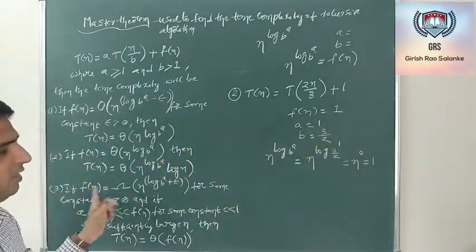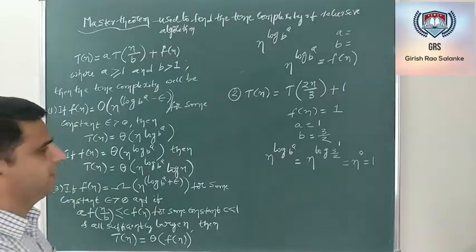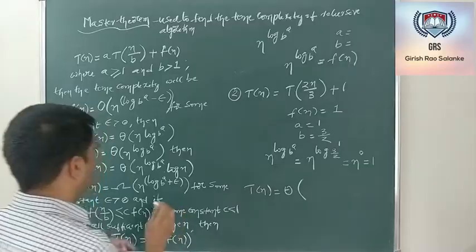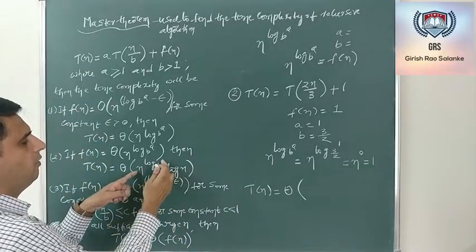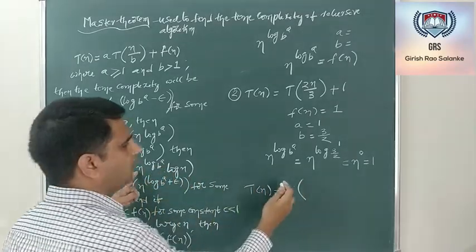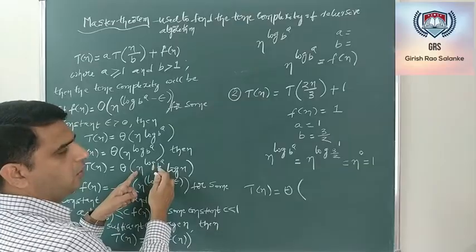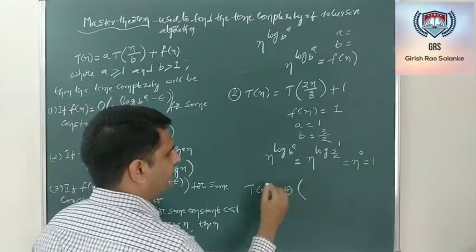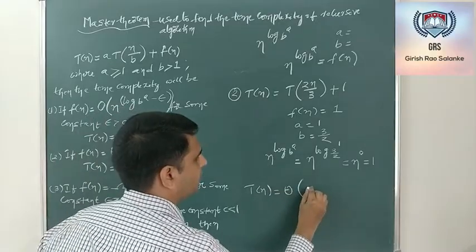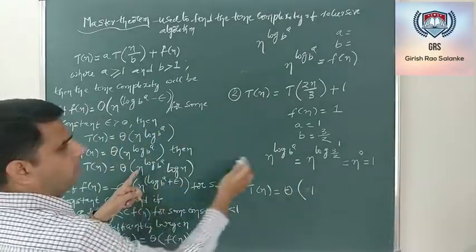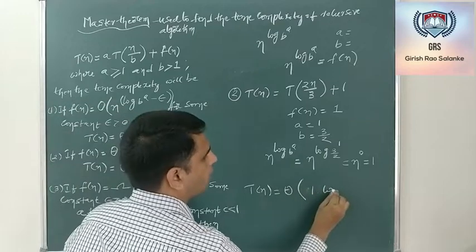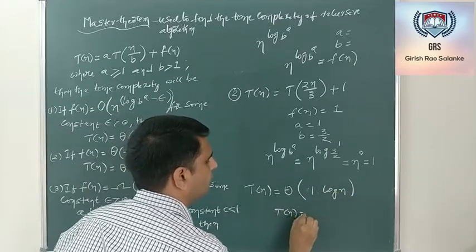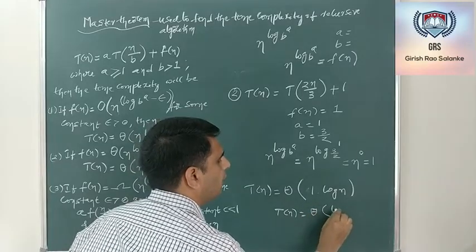If both are the same, then the time complexity can be expressed as theta of n to the power of log a to base b into log n. What was the value that I got? n to the power of log a to base b is 1. This value we have calculated, into log n. Hence the time complexity is theta of log n.